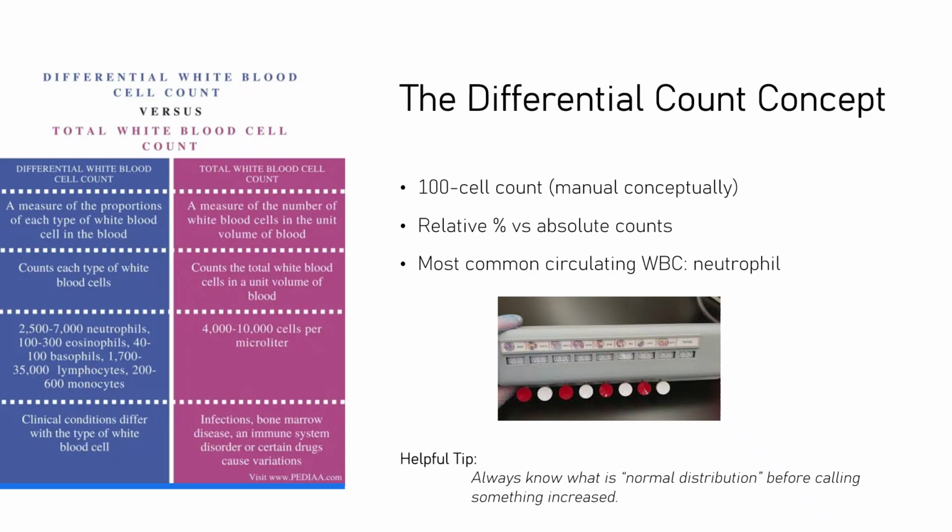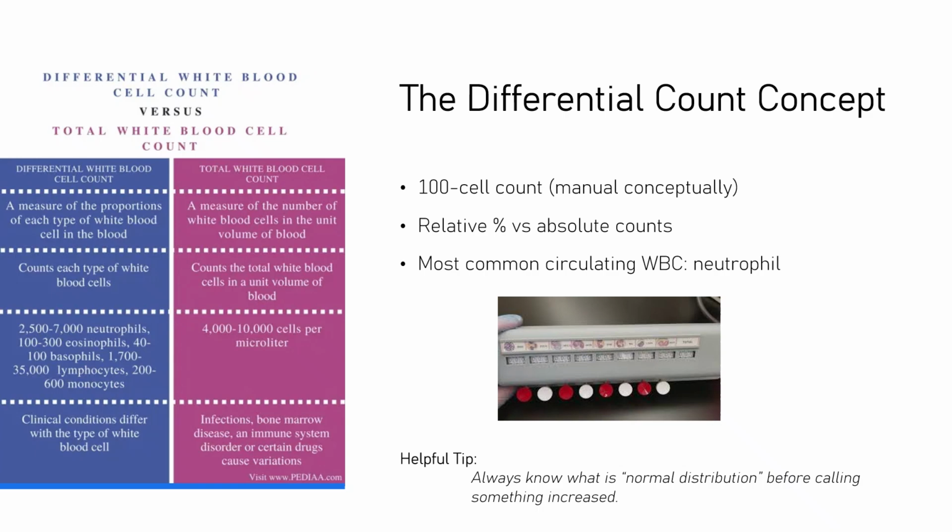But here's where students sometimes get tripped up. The differential gives us relative percentages, not actual cell numbers. To understand what's really happening clinically, we often convert those percentages into absolute counts using the total white blood cell count, the WBC from the CBC. For example, a patient might have 80% neutrophils. That sounds high, but if the total white blood cell count is low, the absolute neutrophil count might actually be normal or even decreased. So percentages alone can be misleading without the CBC context.